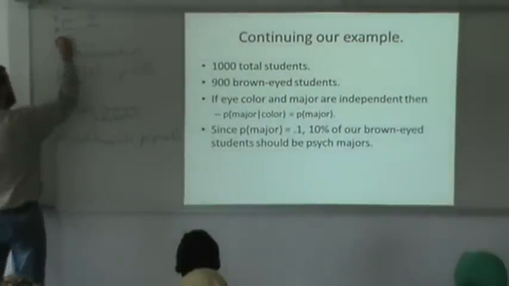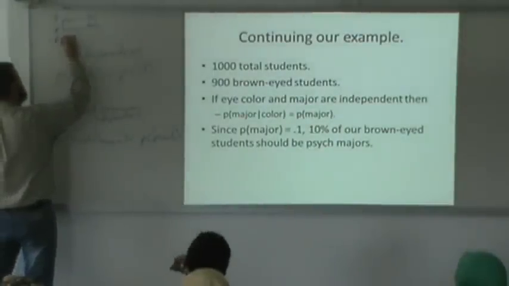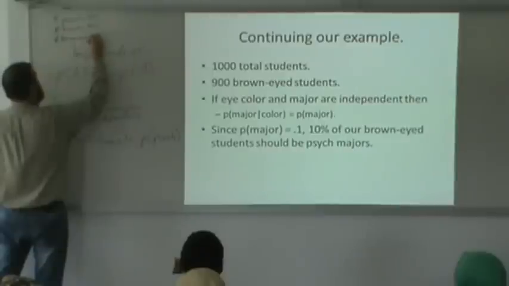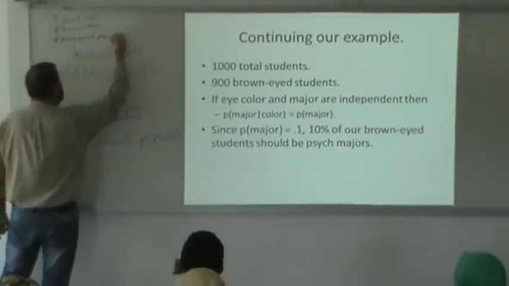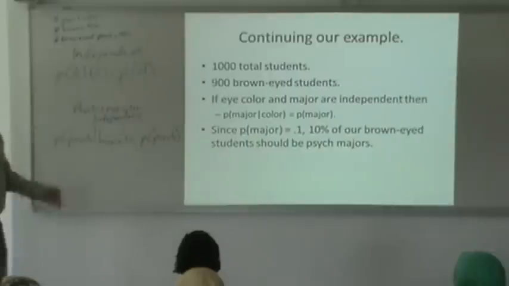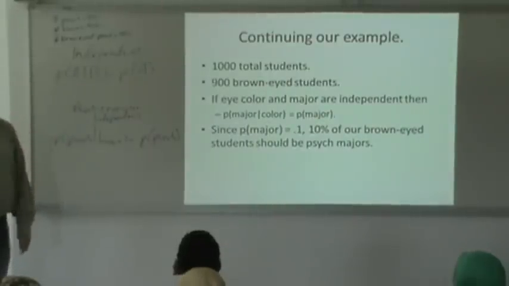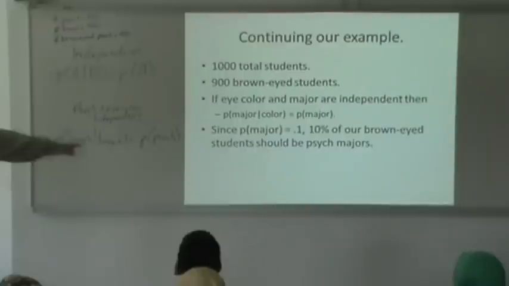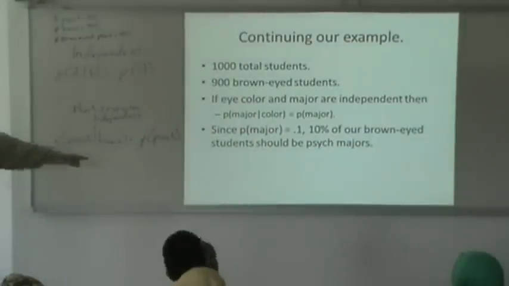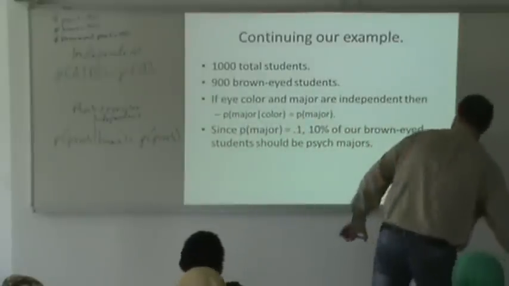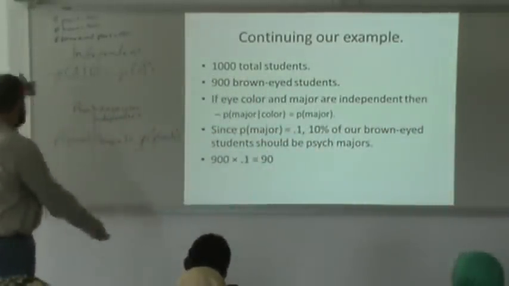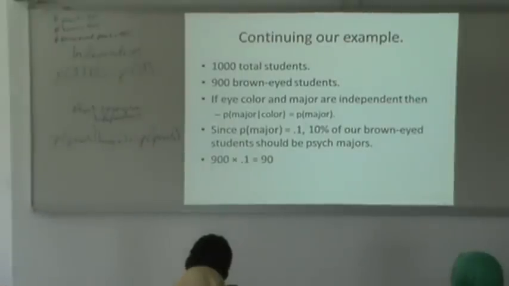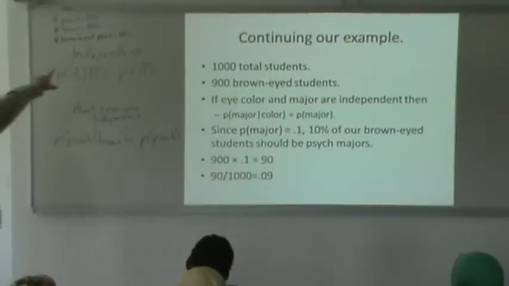10% times 900? 90. Brown-eyed psych. 90. It's just 10% of the brown-eyed people are psych majors, right? That's what this is. What's the percent of brown-eyed people that are psych majors? That's another way of restating that. Is that clear to everyone? We just did it. 900 times 10%, 90. So we have 90 students that are brown-eyed psychology majors.